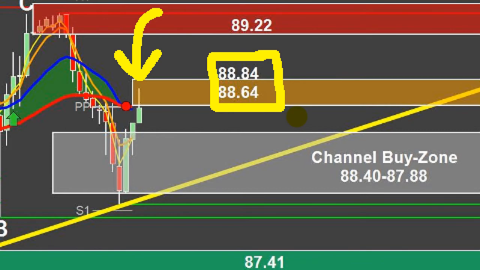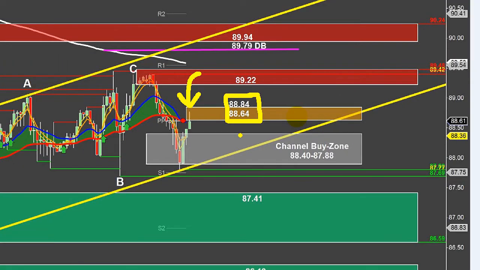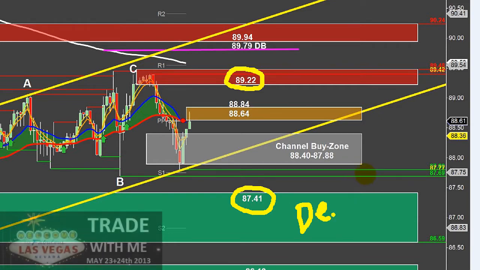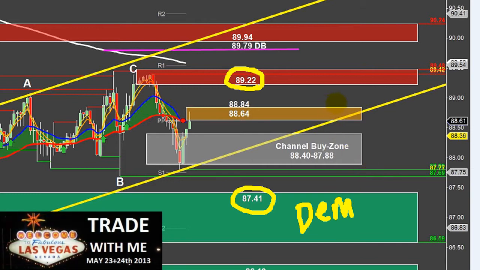Now, this level of 88.64, this is a trigger zone. What's the difference between a sell zone, as you can see up top here at 89.22? Is there a difference between a sell zone of 89.22 and a buy zone of 87.41? Yes. The green buy zones are considered demand, whereas the red sell zones are considered supply. Very big difference there.